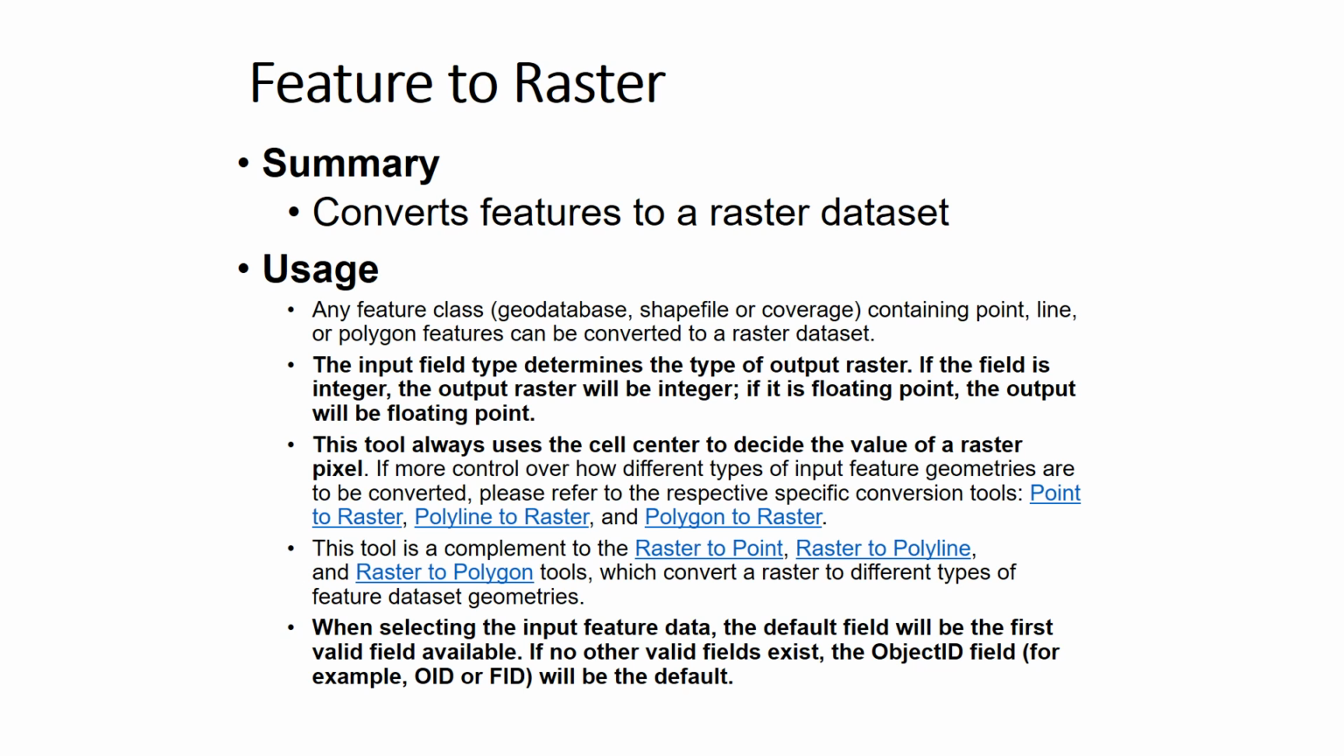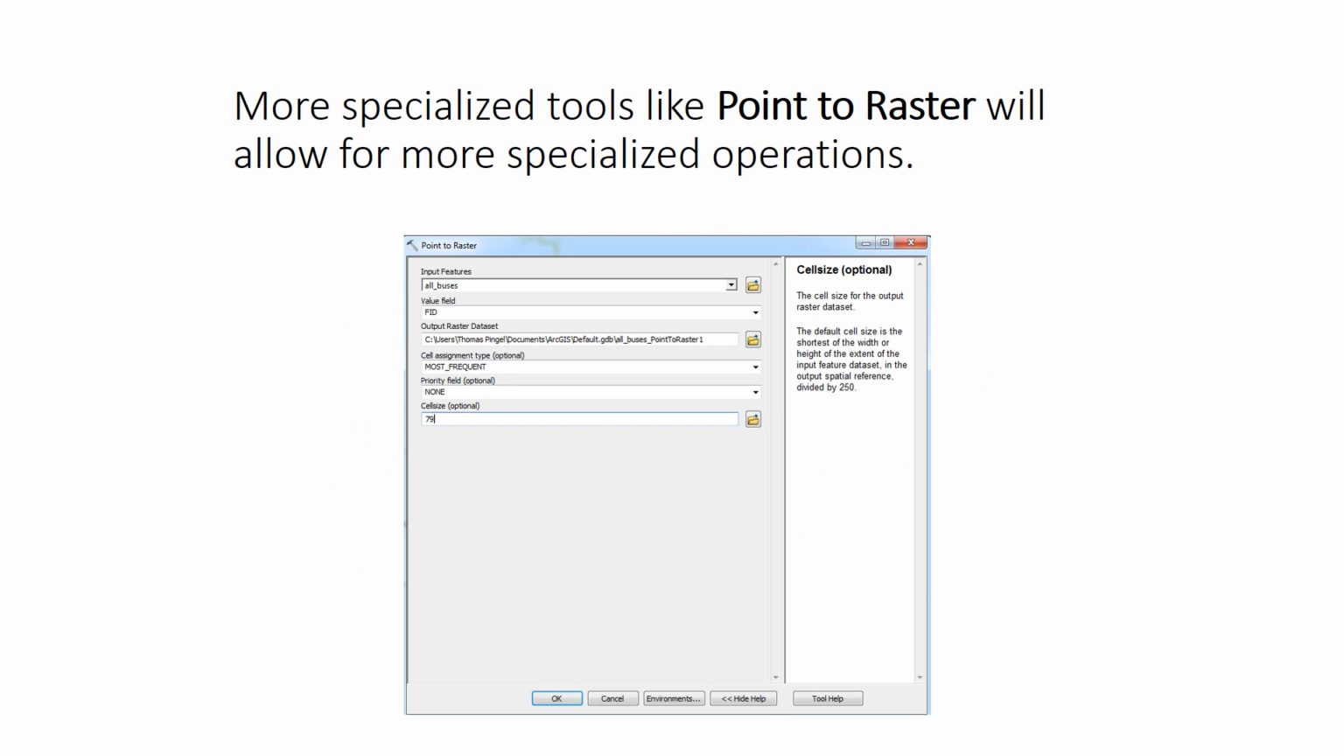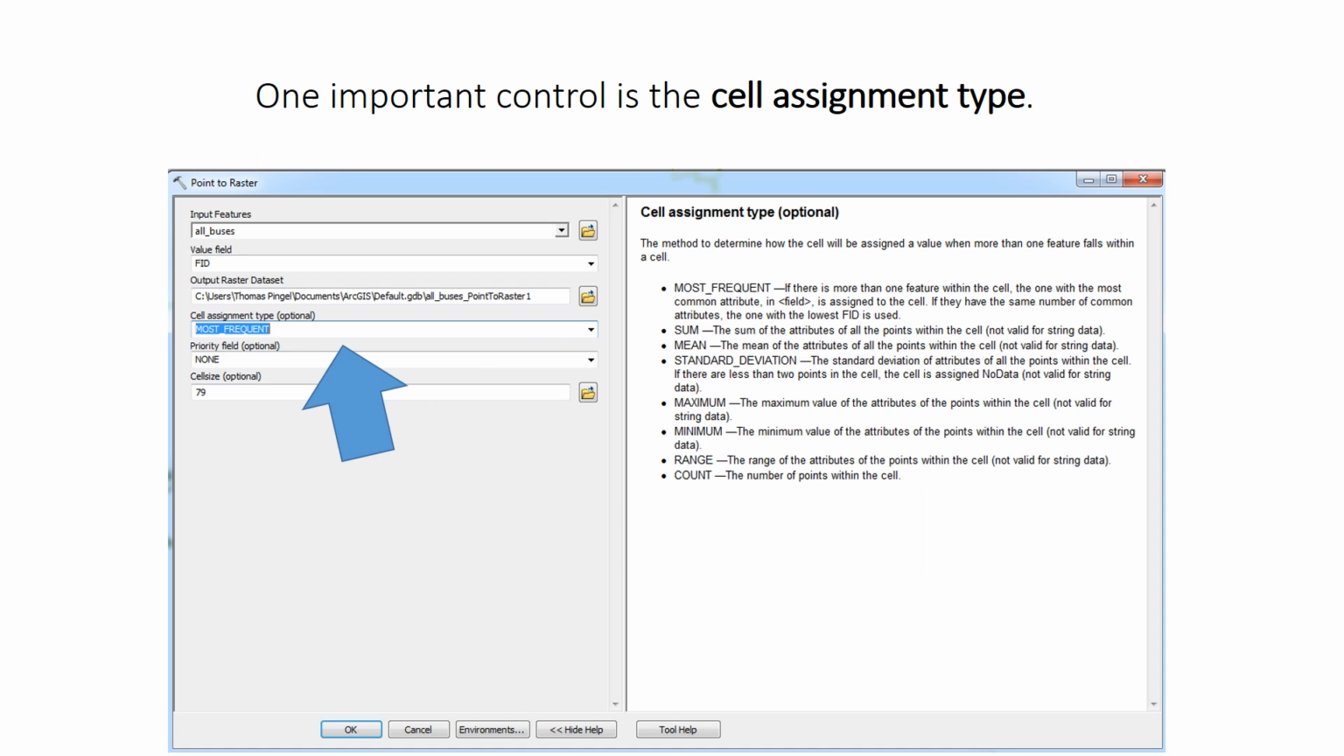So the idea is you're going to take some kind of input vector data set. It doesn't really matter the format, geodatabase, shapefile, and you're going to spit out this raster image. As I said, the specific tools like point to raster allow a little bit more specialized operations. And one of the really important ones here is the cell assignment type. Cell assignment type is the way that, when you draw that grid on the points, you decide what value it should be.